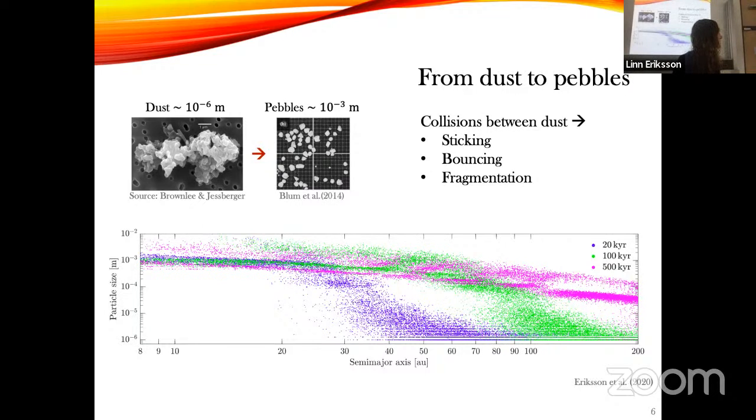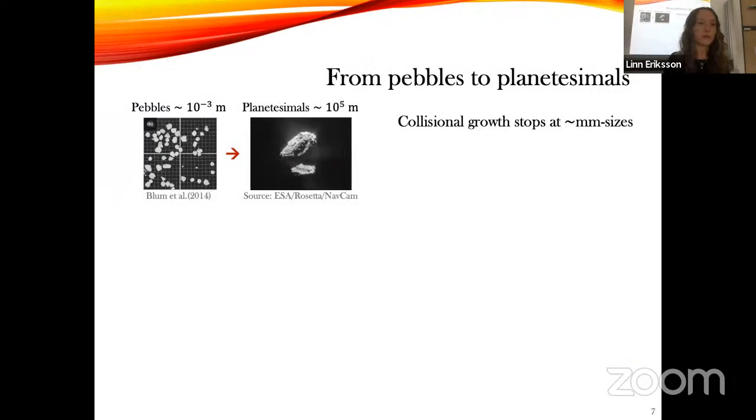So like at 20 AU, you might form them already after a few 10,000 years. But if you go to 100 AU, you need a few 100,000 years in order to fully coagulate them. Okay, so that's sort of the dust to pebble step. Then we can move on to the next step. So how to get planetesimals.